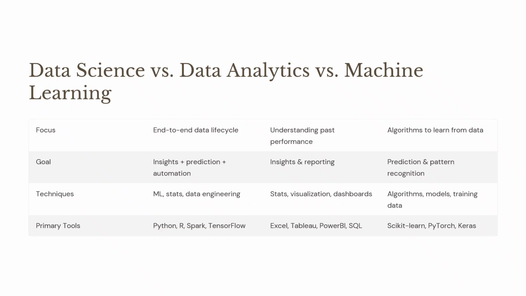The tools used for data science are Python, R, Spark, and TensorFlow, which comes as a separate package. In data analytics, we go with Excel, Tableau, Power BI, and SQL. And lastly, in machine learning, we go with scikit-learn, PyTorch, and Keras. These are nothing but libraries which are utilized in Python itself.